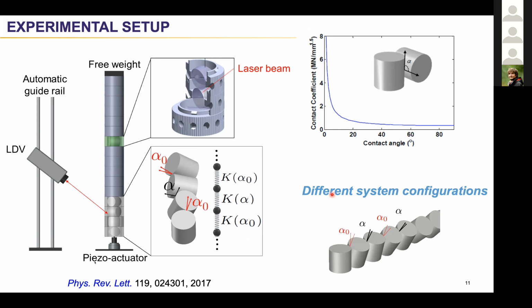We then excite the entire chain with a piezo actuator from the bottom and measure the response using a laser at each location, for each cylinder.